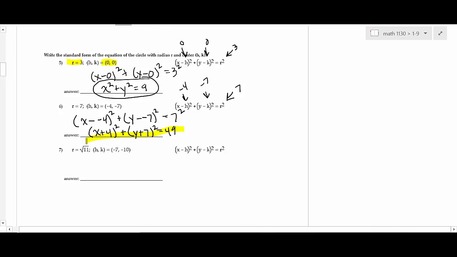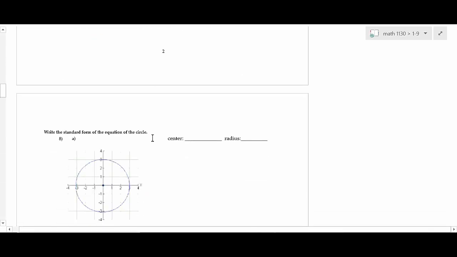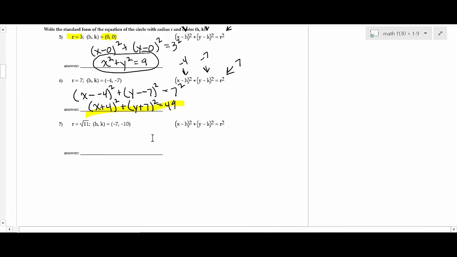That's simple. Let's plug in numbers into the formula. Go ahead and do number 7 and simplify it. Just kind of keep it in that standard form. Okay, the radius is square root of 11, center is -7, -10. So I'm going to make sure that you can do this, then we'll kind of begin to work with these things kind of in the reverse order here.